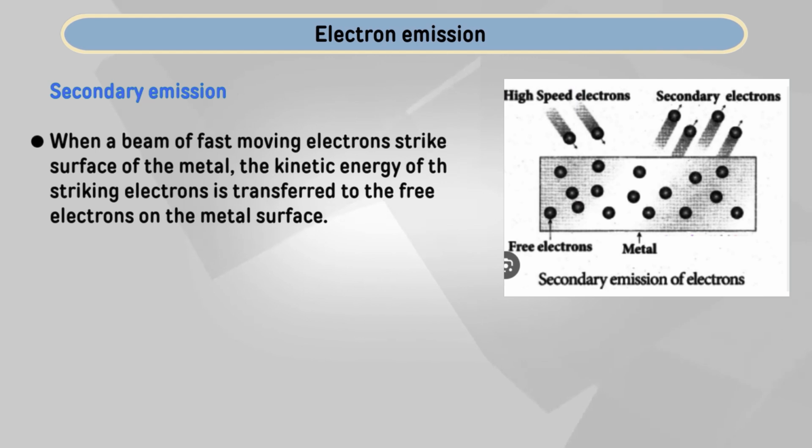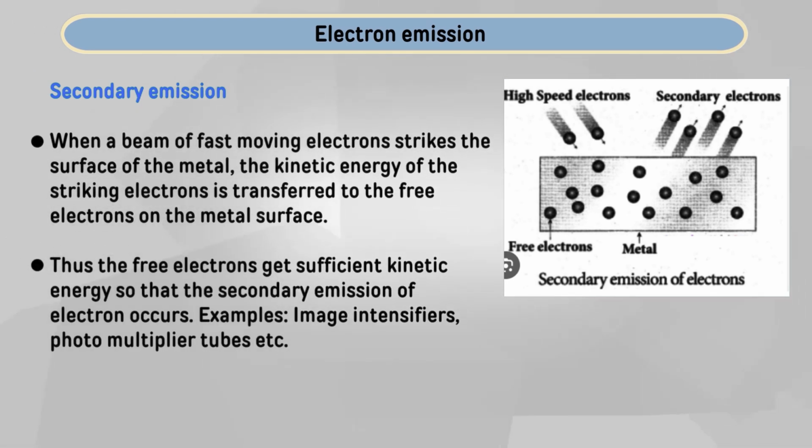Now, secondary emission: when a beam of fast moving electrons strikes the surface of the metal, the kinetic energy of the striking electrons is transferred to the free electrons on the metal surface. Thus, the free electrons get sufficient kinetic energy so that secondary emission of electrons occurs. Examples are image intensifiers and photomultiplier tubes. Here the energy is given by the striking of electrons themselves, which is why this is known as secondary emission.